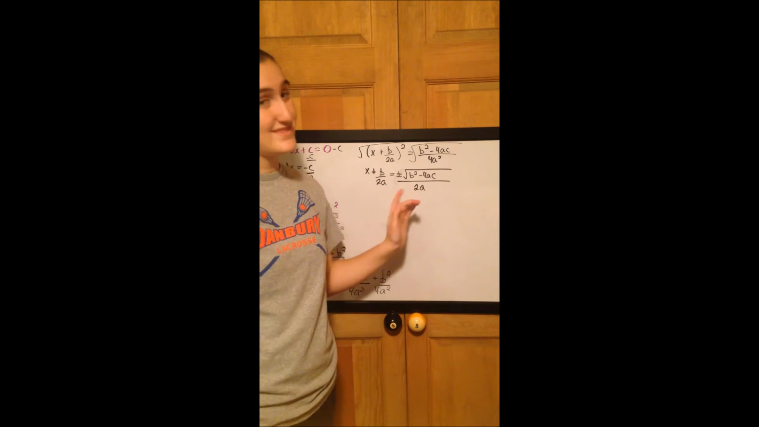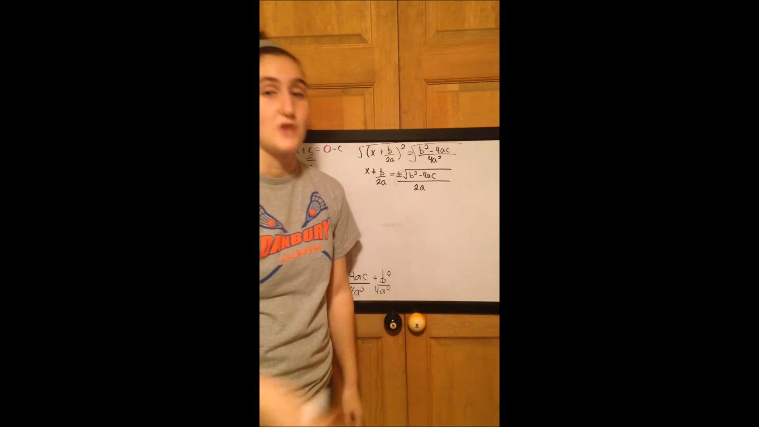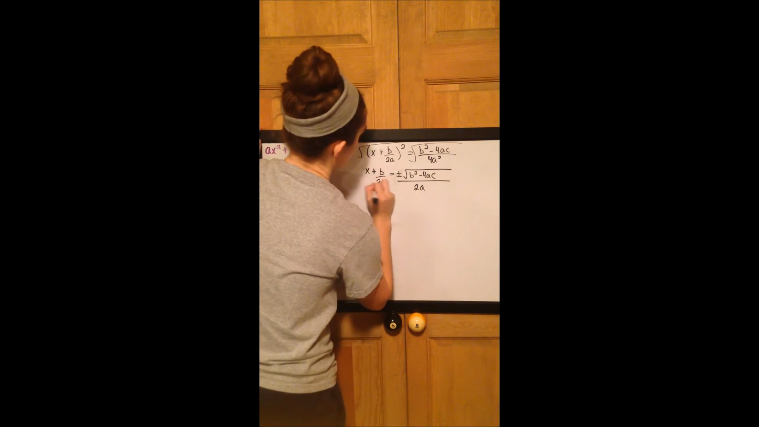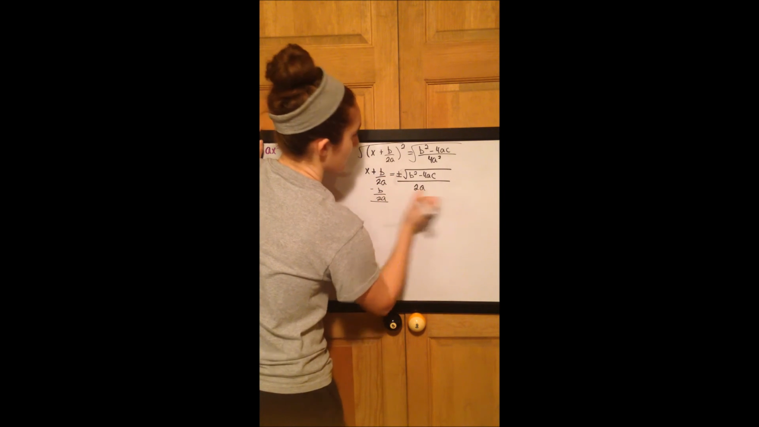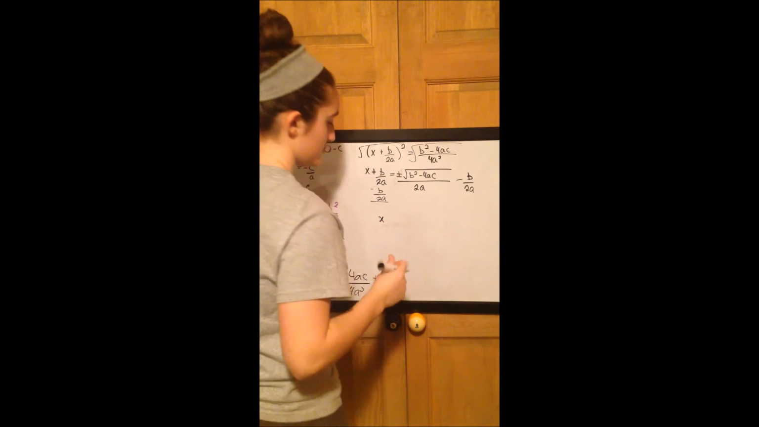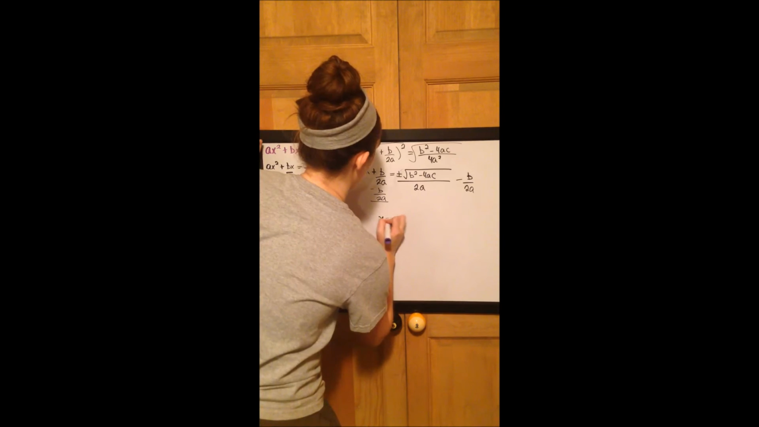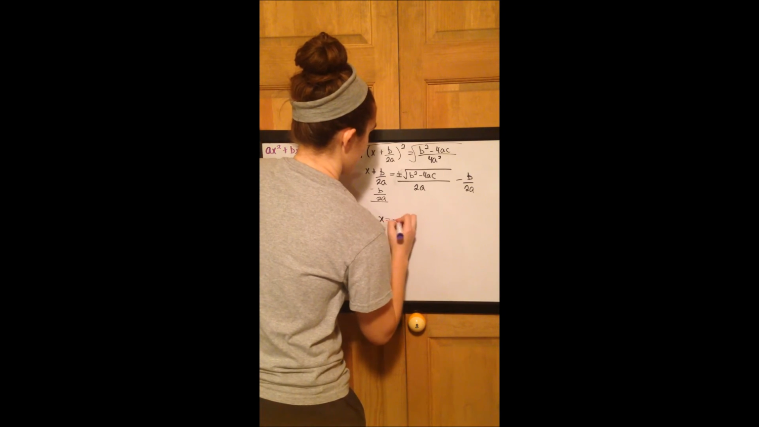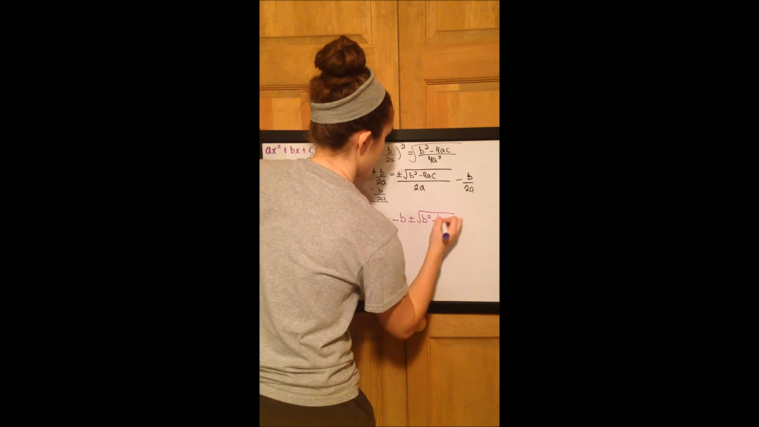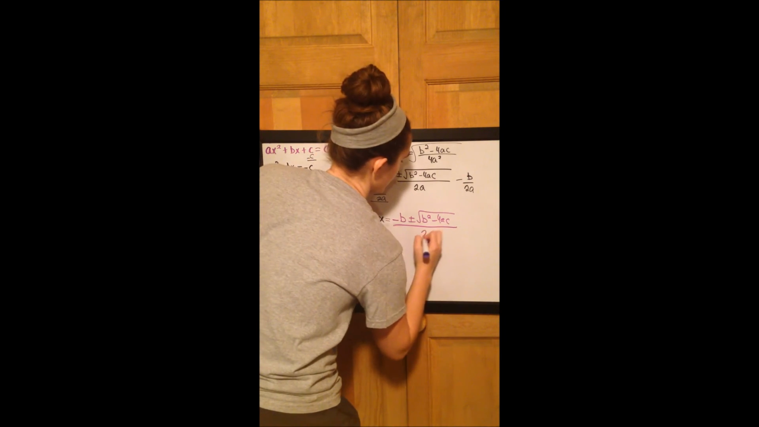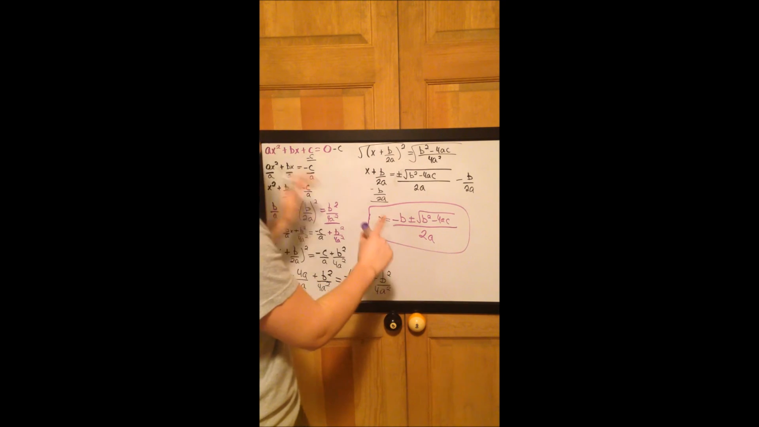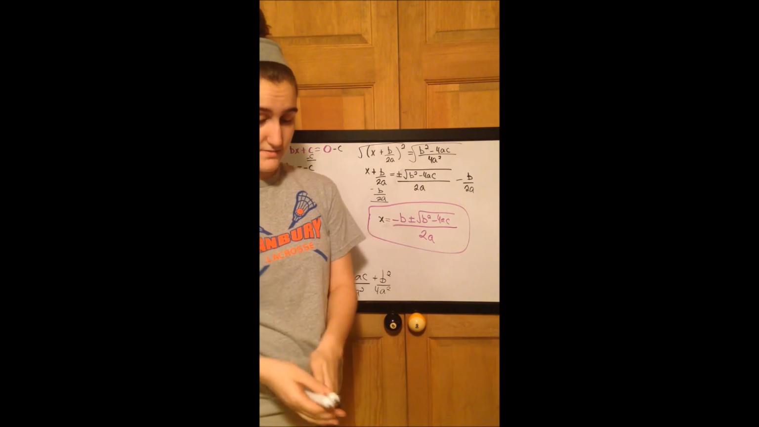But here, we still don't have x by itself, so we need to subtract b over 2a from both sides, and it's going to come down to this. x equals negative b plus or minus the square root of b squared minus 4ac all over 2a. This is the quadratic formula.